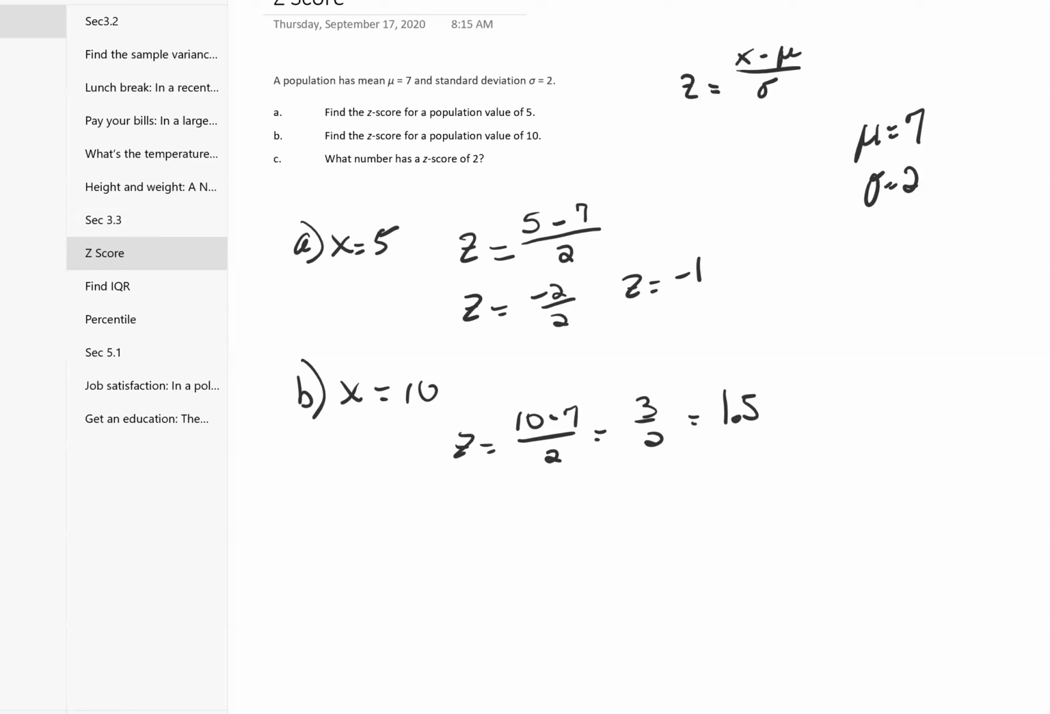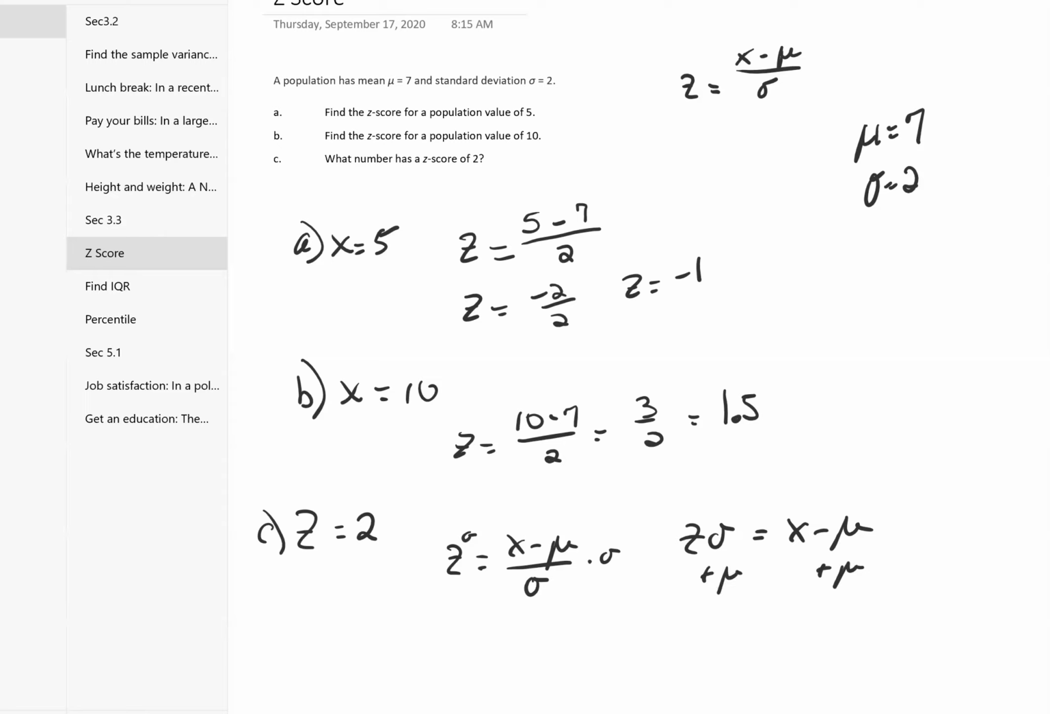And what number has a z-score of 2? So this time, they're giving me the z of 2, so I have to take this formula here, x minus mu over sigma, and rework it so that it's solved for x. So I multiply both sides by sigma. So I get z times sigma is equal to x minus mu. Add mu to both sides. And that gives me x is equal to z times sigma plus mu.